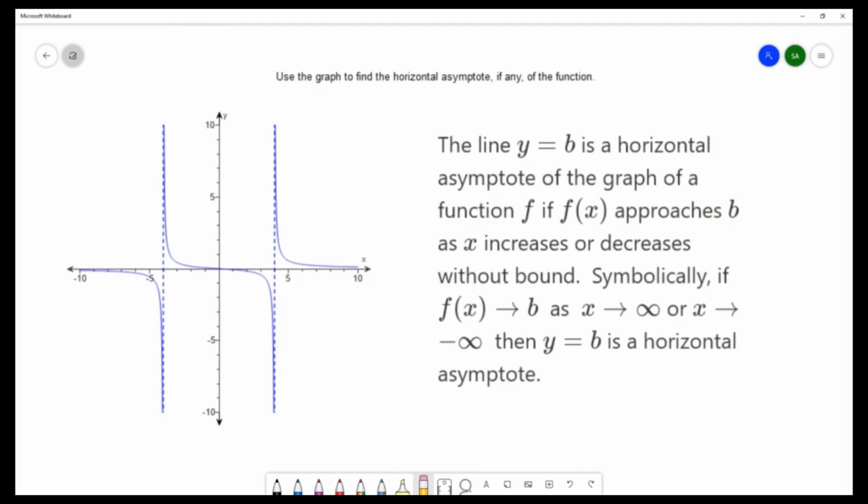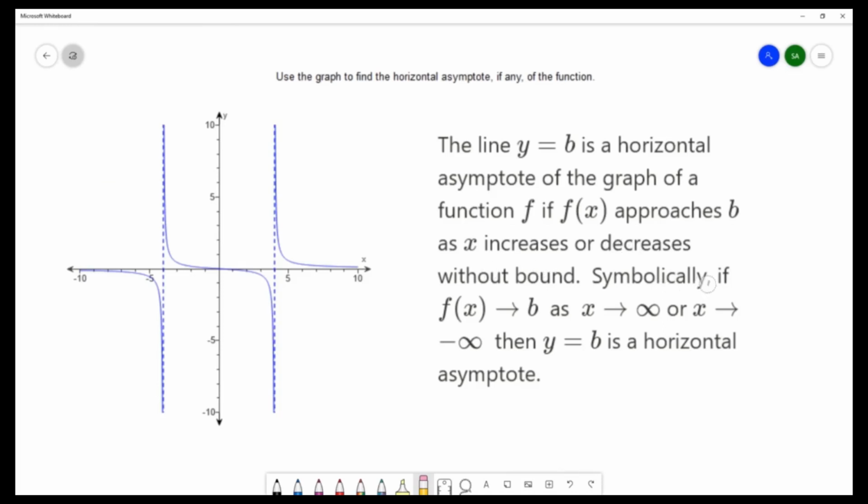So for this question, we want to use the graph to find the horizontal asymptote, if any, of the function. We really need to know what a horizontal asymptote is before we look for it on the graph. Here's our definition from the notes. The line y equals b is a horizontal asymptote of the graph of a function f if f of x approaches b as x increases or decreases without bound.